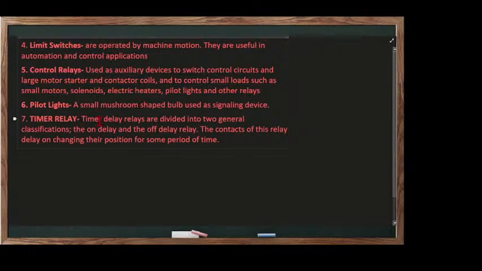Then timer relays. Timer delay relays are divided into two general classifications, the on delay and the off delay. The contacts of this relay delay changing position for some period of time. It is usually used to delay the changing of state, for example on or off. So to delay the turning on or turning off of a contactor, we will be connecting the coil of that contactor to a timer relay.